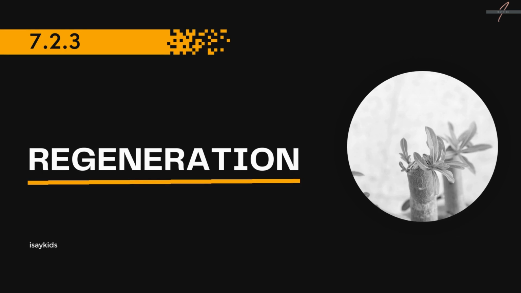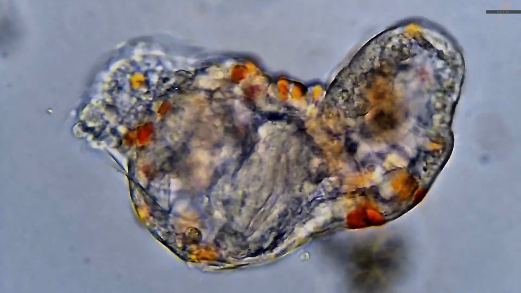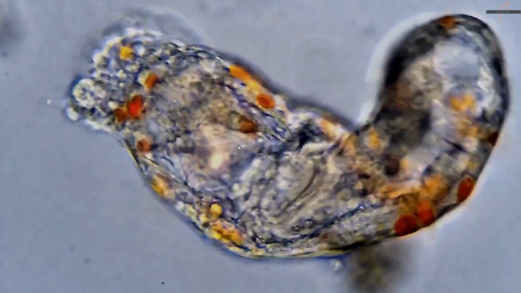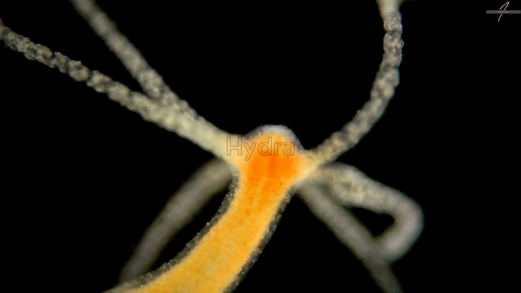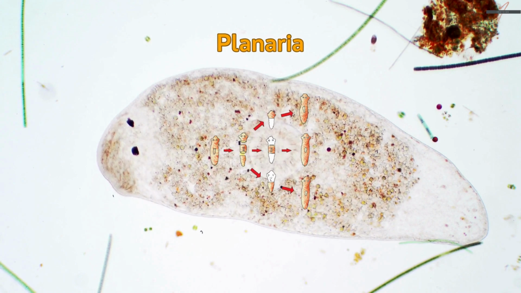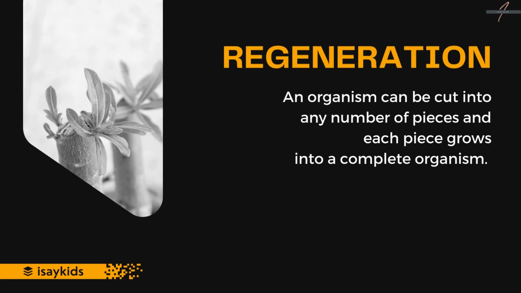Next is regeneration. Many fully differentiated organisms have the ability to give rise to new individual organisms from their body parts. That is, if the individual is somehow cut or broken up into many pieces, many of these pieces grow into separate individuals. For example, simple animals like Hydra and planaria can be cut into any number of pieces and each piece grows into a complete organism. This is known as regeneration.